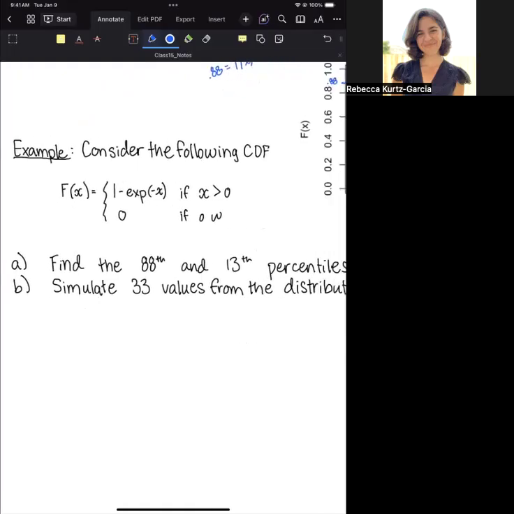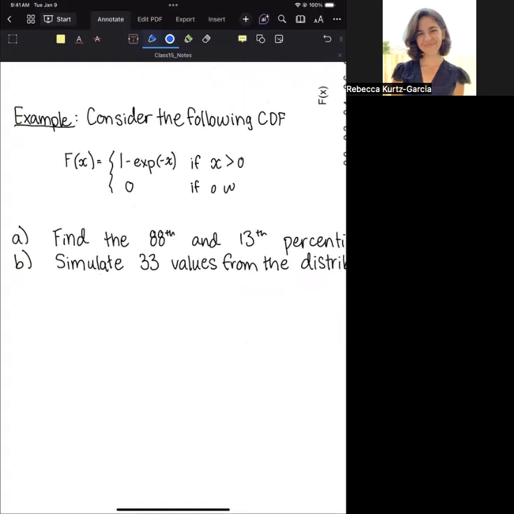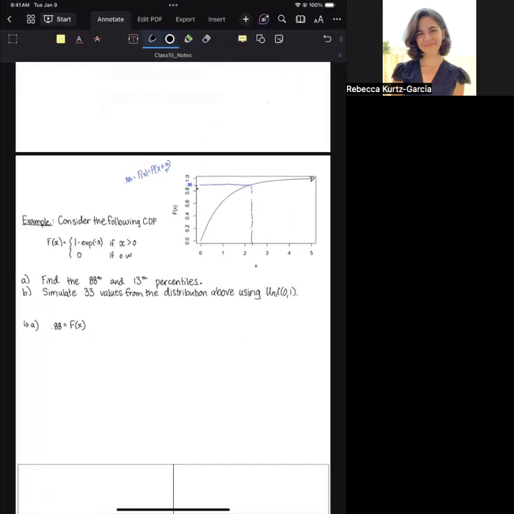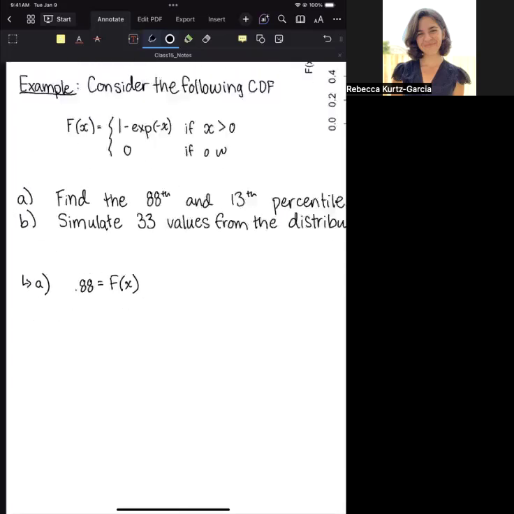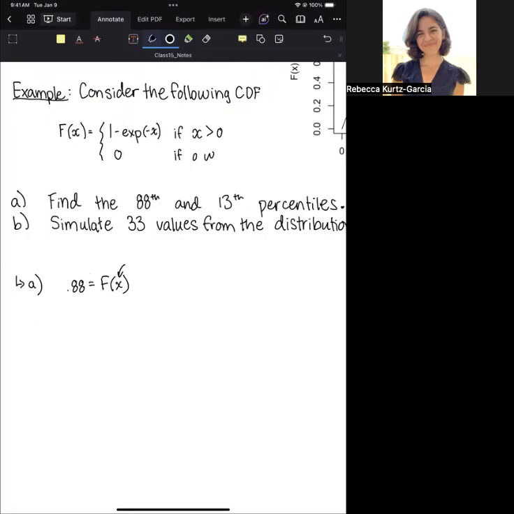So I just did it with the plot really quickly, but let's do this a little bit more mathematically without the plot. I have 0.88, and I'm setting that equal to F of x. I want to find the x value in this function that corresponds to the 0.88 percentile. So F of x is 1 minus e to the power of negative x, and we just solve for x.